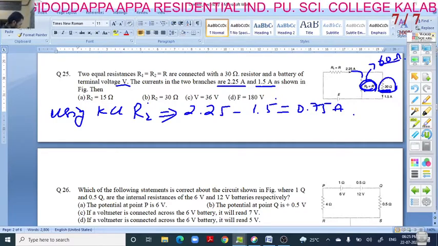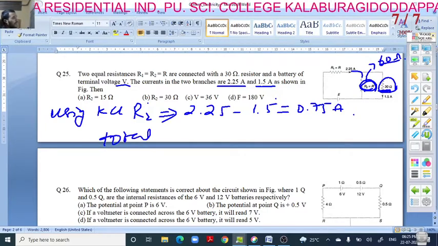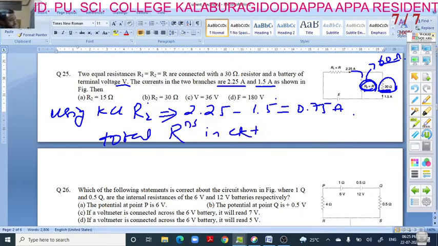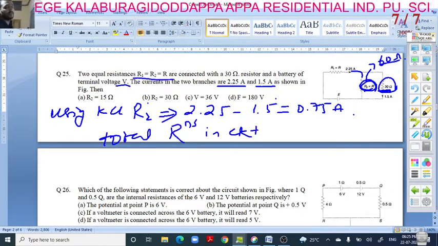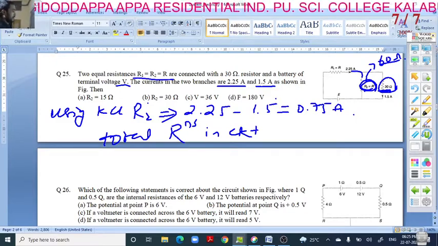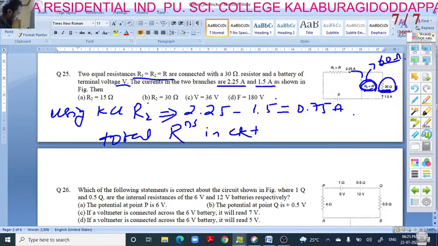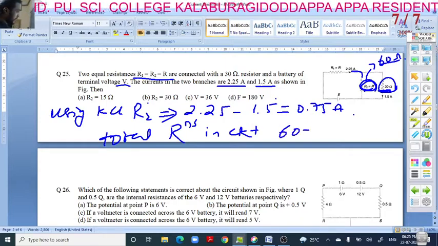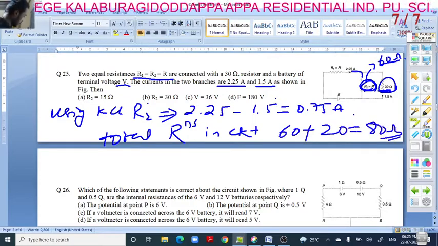So the total resistance in the circuit, because he has given R1 is equal to R2 is equal to R, right? Okay. See here, total resistance in the circuit becomes 60 plus this 20 is equal to 80 ohm. This is our total resistance.